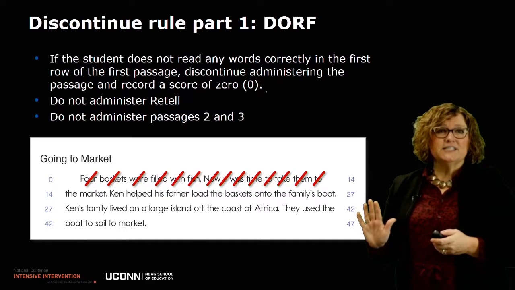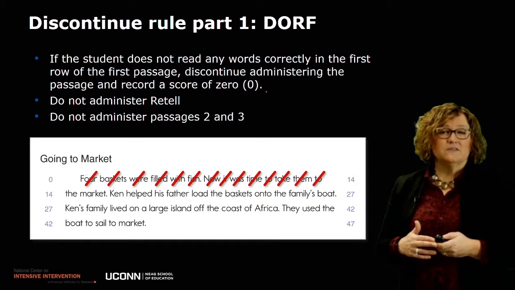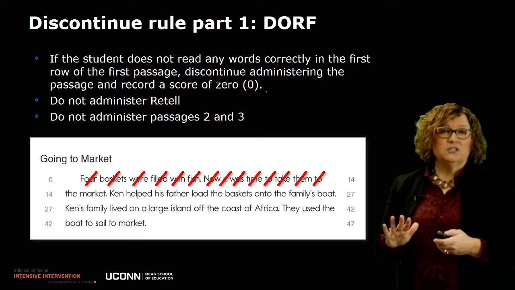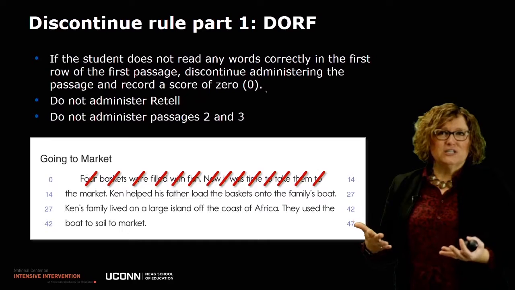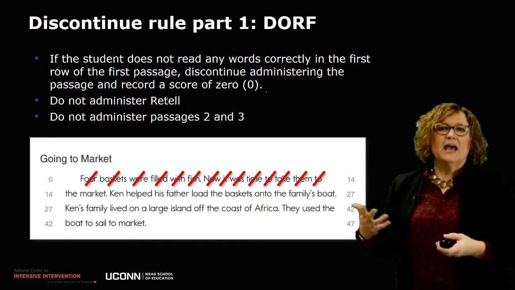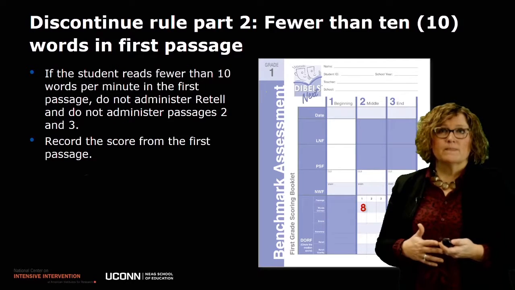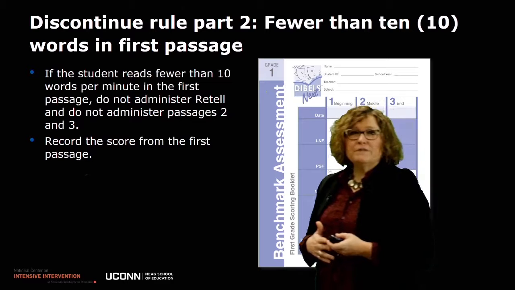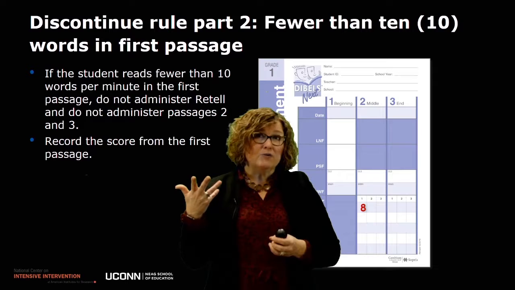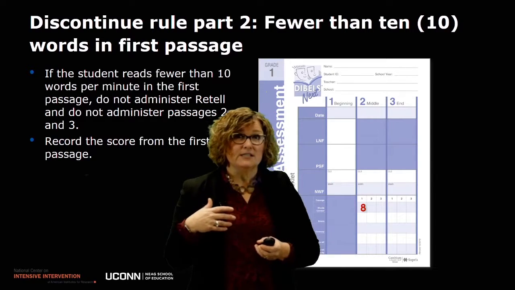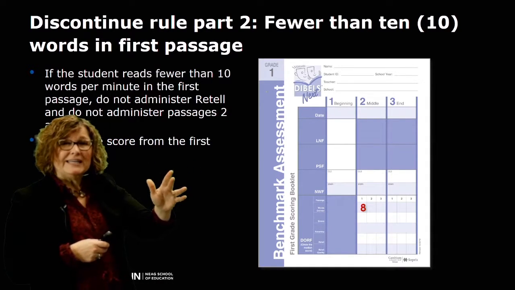But again, discontinue rule: if students can't read those words in the first sentence of the first passage, then you need to discontinue. You don't have them keep reading for the full minute. You say, thank you very much, and you stop, and then you continue with a passage that's at an easier level. If they read fewer than 10 words in that first passage, also don't continue to administer any other portions.